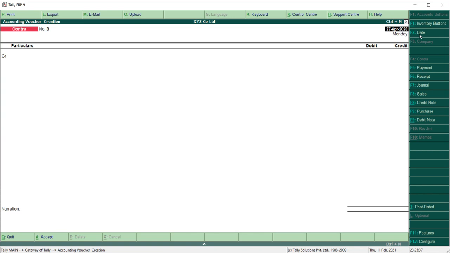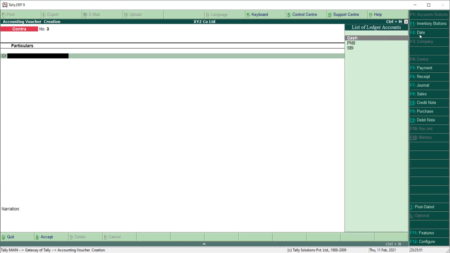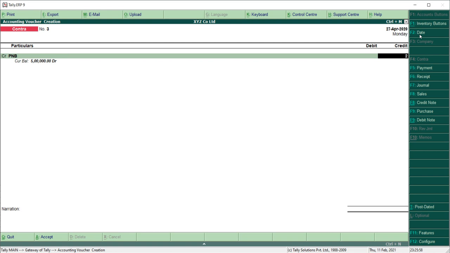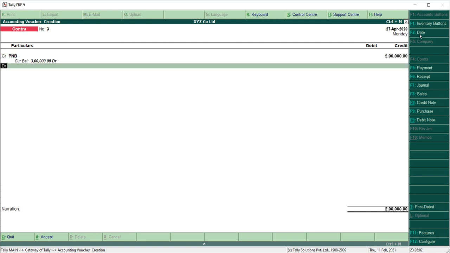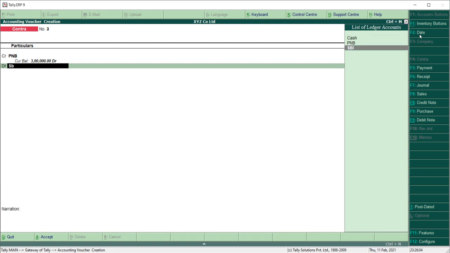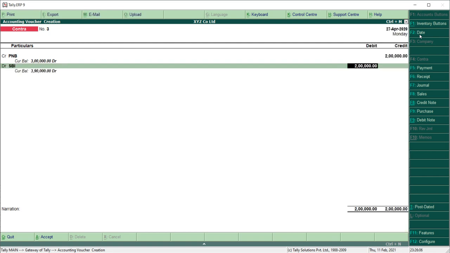So this is the third scenario where the fund transfer is happening between the two banks, from the PNB Bank to the SBI. So who is receiving the fund in this case? The SBI is receiving the fund. Who is giving the fund? PNB. So PNB will be credited, two lakhs. Debit would be SBI, 2 lakhs.